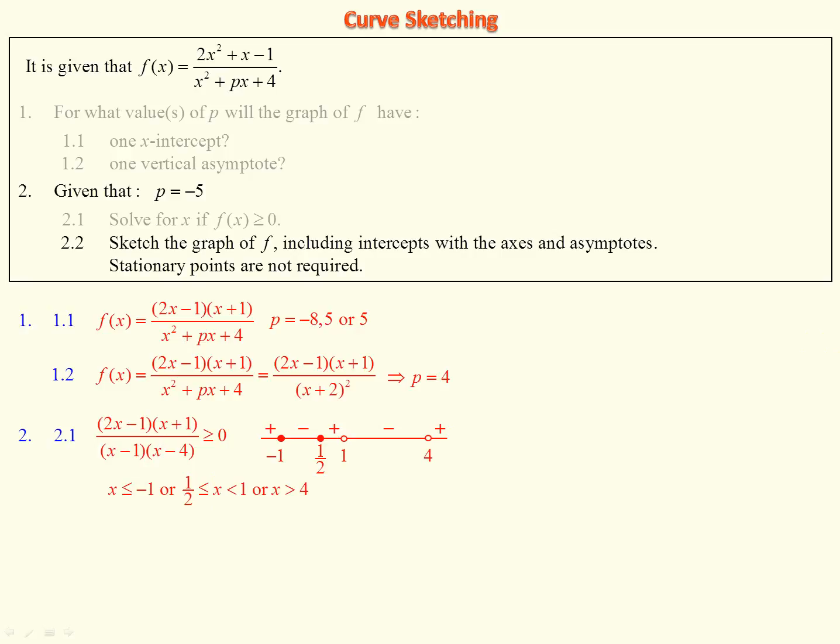Sketch the graph of f, including intercepts with the axes and asymptotes. Stationary points not required, thank heavens. Now note this goes still with the p equal to -5. It's part of that question. Well, we're going to calculate the y-intercept, -1/4, by substituting 0. X-intercepts, we can equate the numerator to 0, factorize. There it is there anyway.